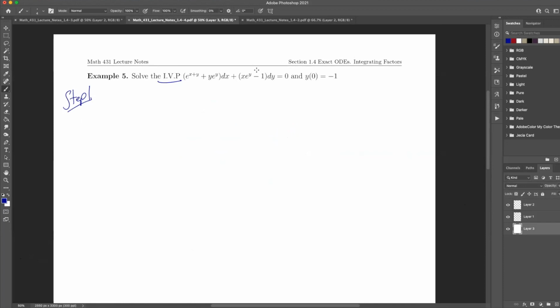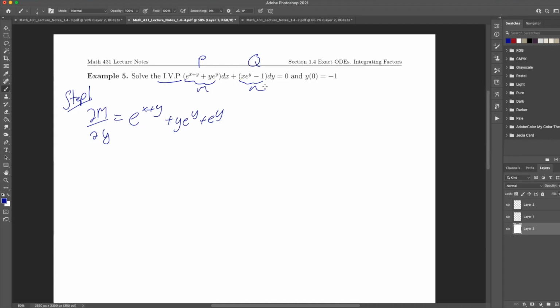So step 1, we're going to test for exactness. So I'm going to take this m and this n, whereas your book's going to now call it p and q. So I'm going to show you both. So here, we're going to take this partial of m with respect to y, right? Well, partial of m with respect to y is equal to e to the x plus y. Notice that this doesn't change at all. And then here, I need to do product rule. So it'll be plus y e to the y plus e to the y.